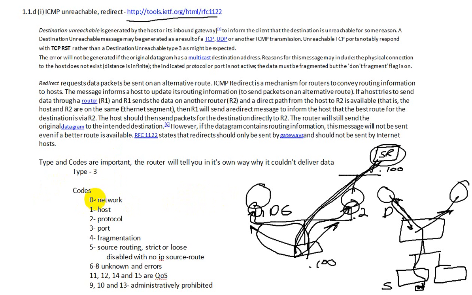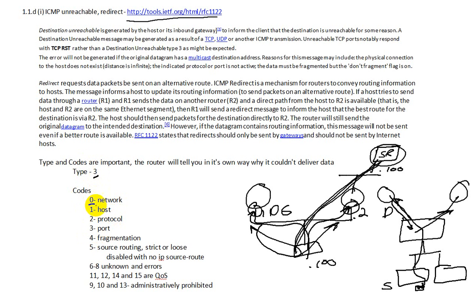So I want to talk to you now about the ICMP codes that are out there. Now, an unreachable is going to be a type 3. Okay, that's a type 3. And there's several codes that go along with unreachables to figure out what's going on. So type 3 code 0 is going to be network. And then 1 is going to be a host, 2 is going to be a protocol.